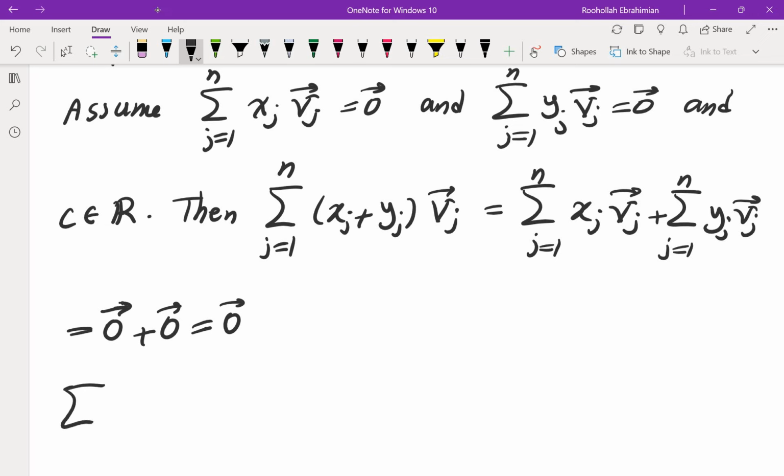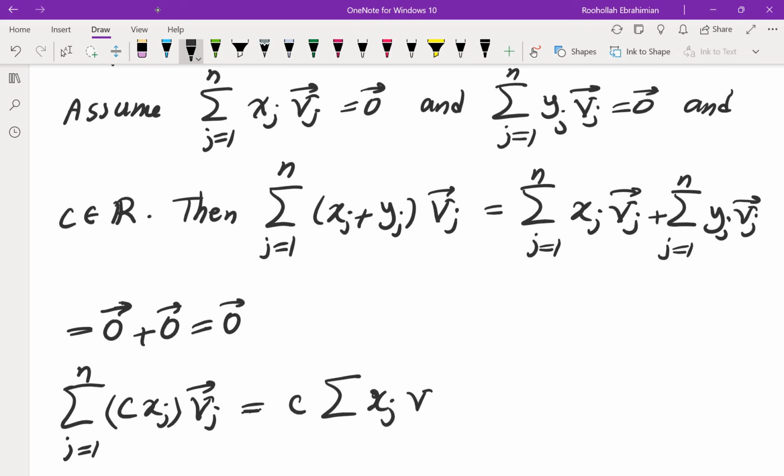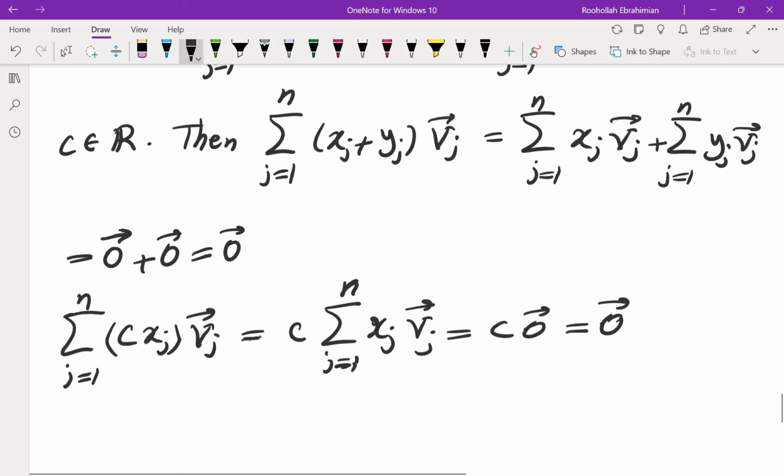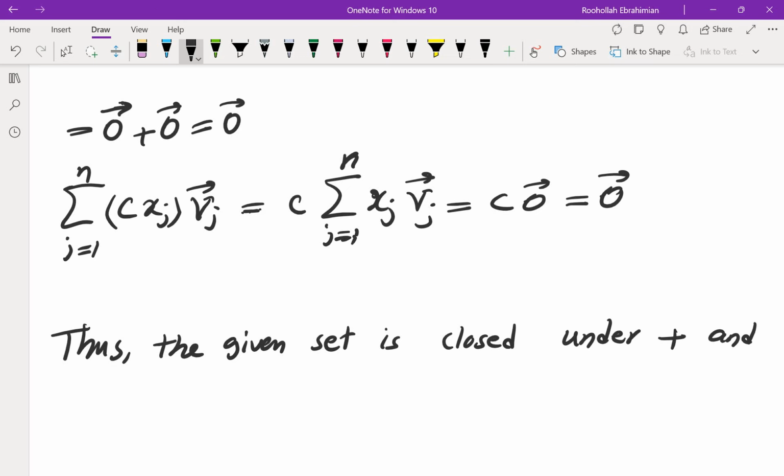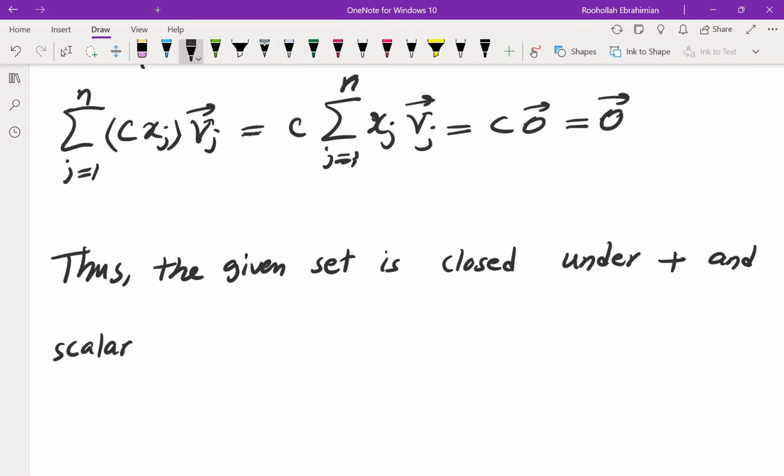And then we also take a look at sum of cxj vj. This would be j equals 1 to n. This would be c times the sum of xj vj, j equals 1 to n. And this is c times 0, which is also 0. So that means the given set is closed under addition and scalar multiplication. So by the subspace criterion, we know that 0 is in there, we know it's closed under addition and scalar multiplication, therefore it is a subspace.